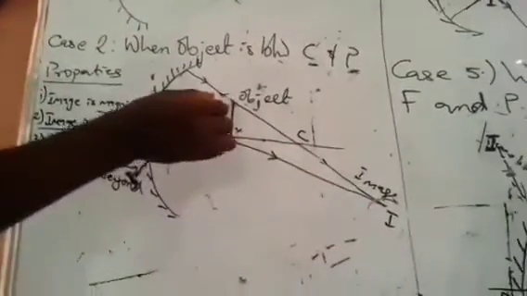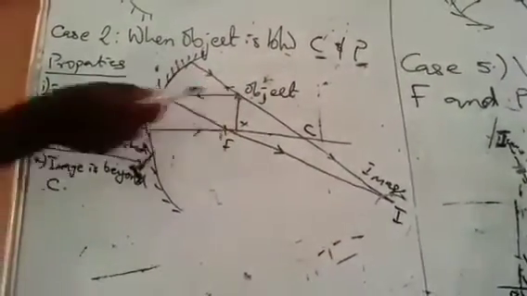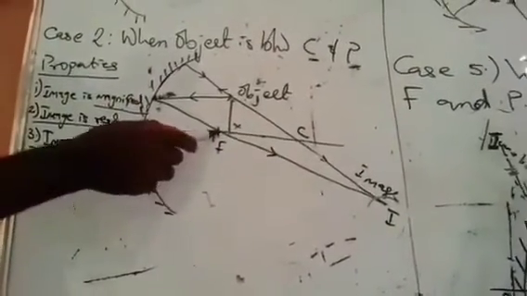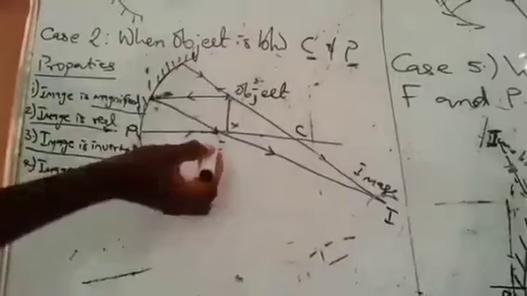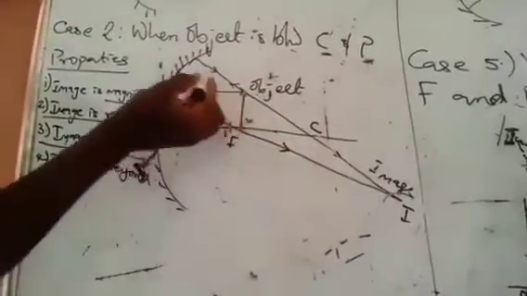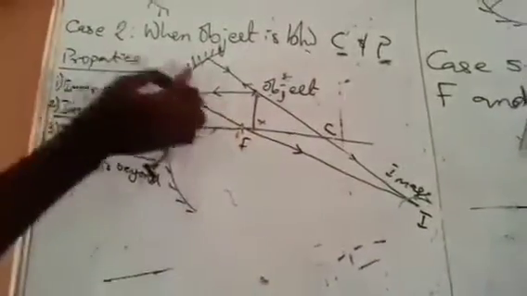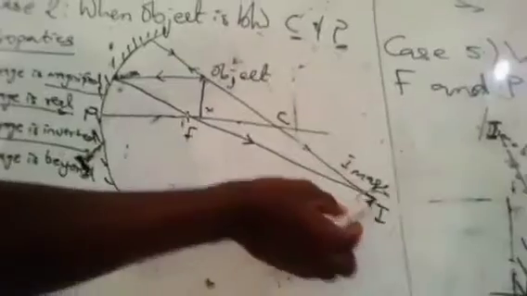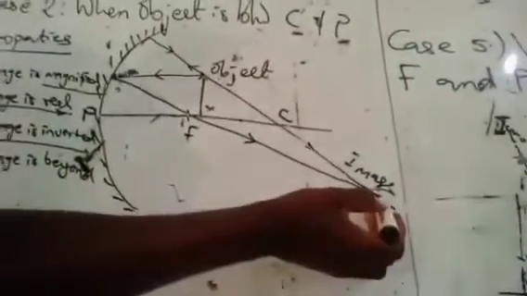The one passing parallel to the principal axis will reflect through the principal focus. And the one passing through the principal focus will reflect in a direction parallel to the principal axis. So, you can see the two rays we described here now. Now, when those two rays moved below the principal axis, they intersected at this point. And that is where we have our image.